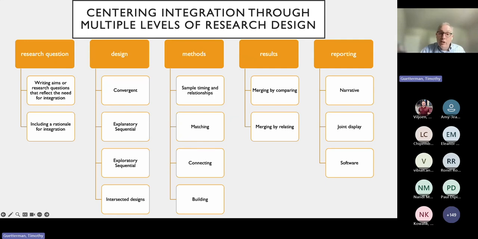We've talked about integration at the results level through merging in a couple of different ways, and then just briefly reporting. So writing a narrative using joint displays.